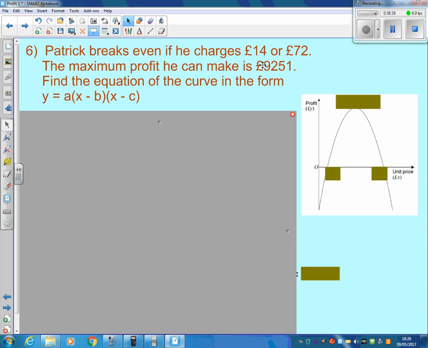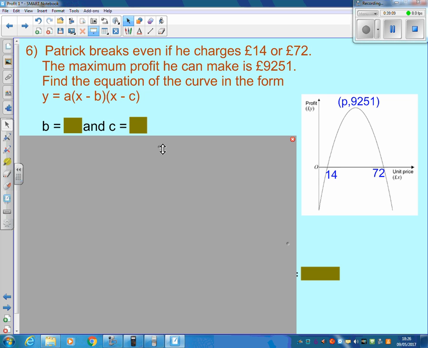Well, let's put down what we know. Break even. There's the break even values. It's where he makes no profit. 14, 72. Here's your vertex. Now we don't know the x-coordinate of a vertex. We do know the y-coordinate is 9251. So what I'll do is I'll put a p for my x-coordinate, as I often use p and q here, and 9251 for my y. So basically, that's the information there.